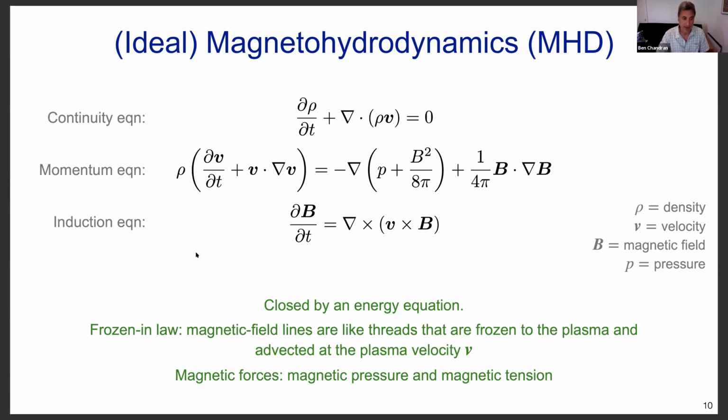The other point I want to make has to do with the nature of the magnetic forces on the right-hand side of that second equation. So if you look at the terms containing B, we have this B squared over 8 pi term.